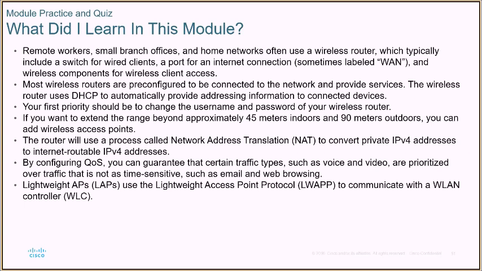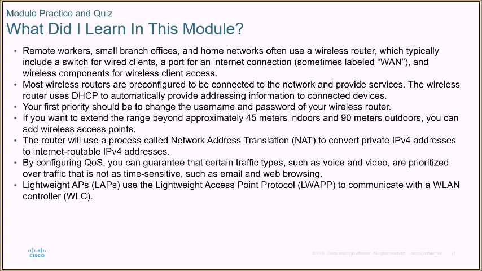Most wireless routers are pre-configured to be connected to the network and provide services. The wireless router uses DHCP to automatically provide addressing information to connected devices. Your first priority should be to change the username and password of your wireless router. If you want to extend the range beyond 45 meters indoors and 90 meters outdoors, you can add wireless access points. The router will use a process called network address translation to convert private IPv4 addresses to internet routable IPv4 addresses. By configuring QoS, you can guarantee that certain traffic types, such as voice and video, are prioritized over traffic that is not time sensitive, such as email and web browsing.